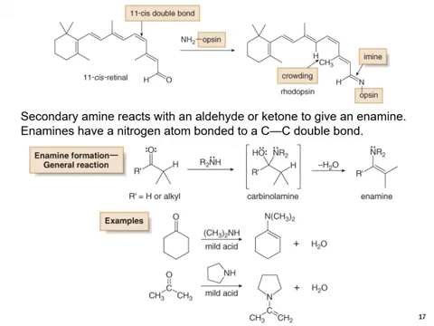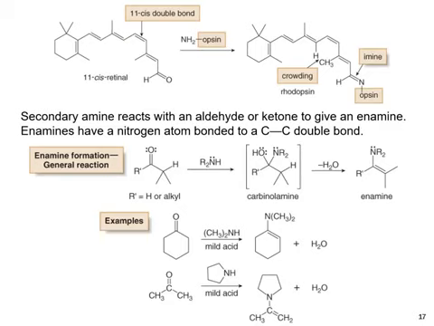A secondary amine reacts with an aldehyde or ketone to give an enamine. Enamines have a nitrogen atom bonded to a carbon-carbon double bond. In the synthesis of enamine, initially an iminium ion is formed, but due to the positive charge on the nitrogen, for neutralization, the proton present on the beta position carbon is removed. The electron pair moves towards the nitrogen, and nitrogen gets the electron pair, and the final product is the enamine.